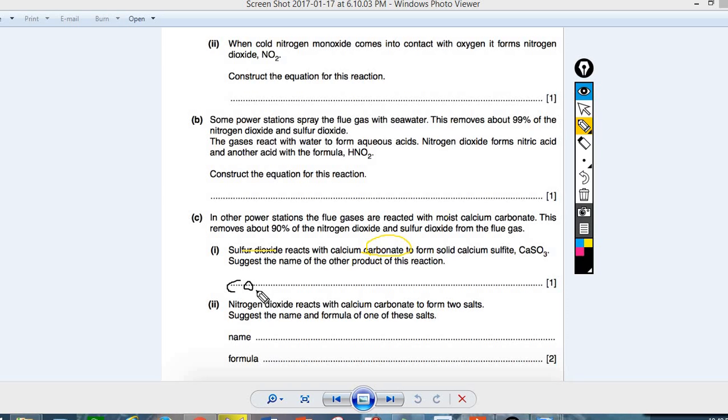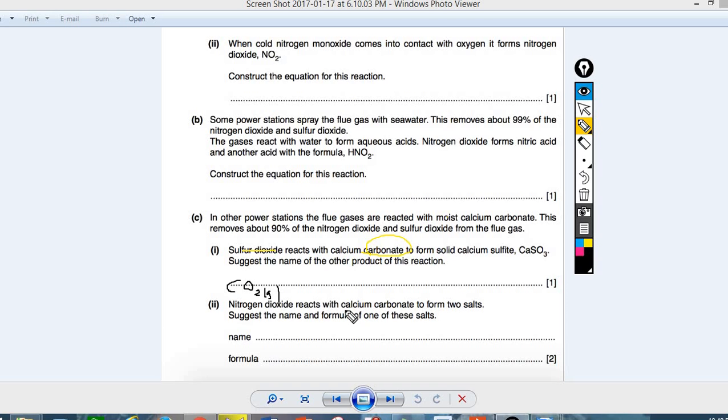That's like a rule. So carbon dioxide is formed whenever an acid is reacting with the carbonate. Okay, so carbon dioxide is the answer for that. The nitrogen dioxide reacts with calcium carbonate to form two salts. Suggest names and the formulas.